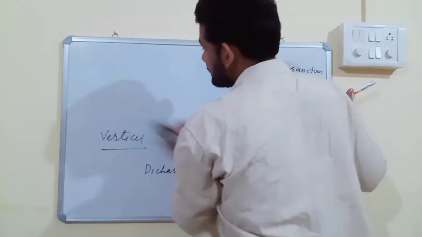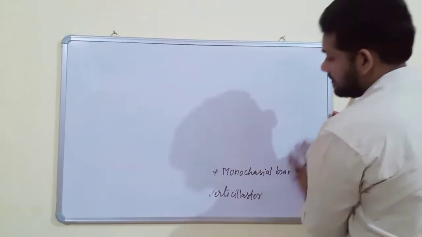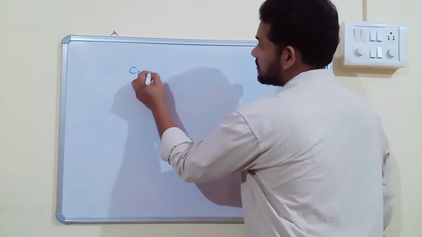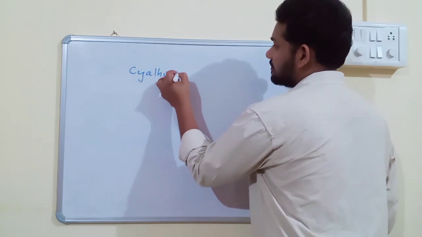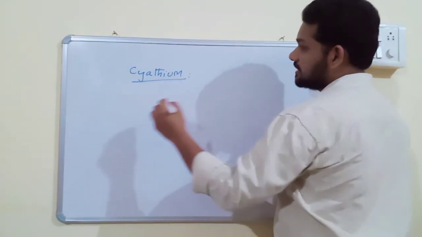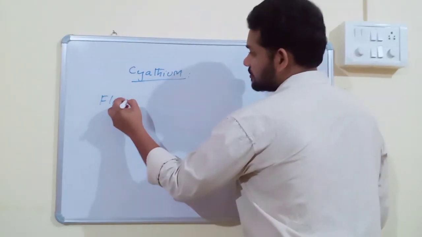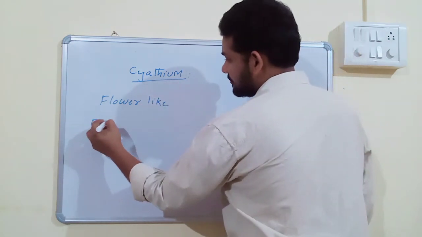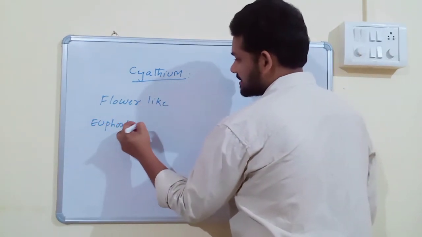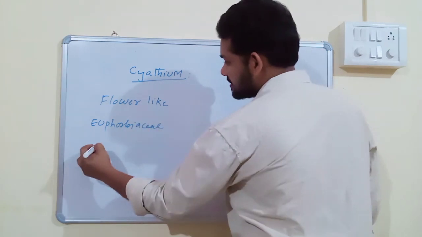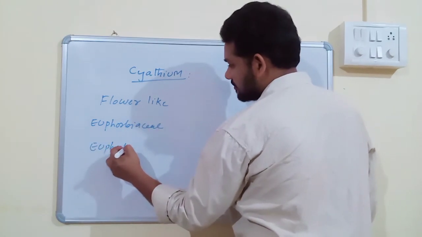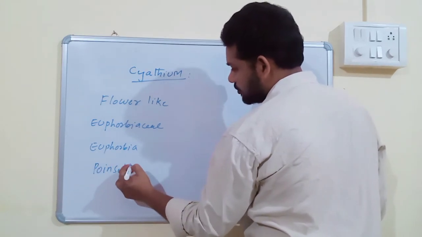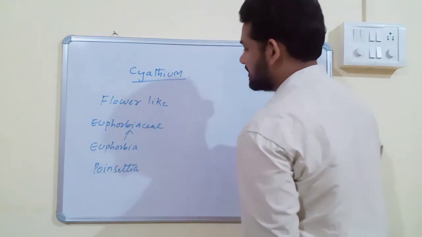The last one is cyathium. Another special inflorescence is called cyathium. Cyathium is also called flower-like inflorescence, and this inflorescence is the characteristic feature of the Euphorbiaceae family. One example is Euphorbia, and one more example is Poinsettia. These are two species which belong to the Euphorbiaceae family.